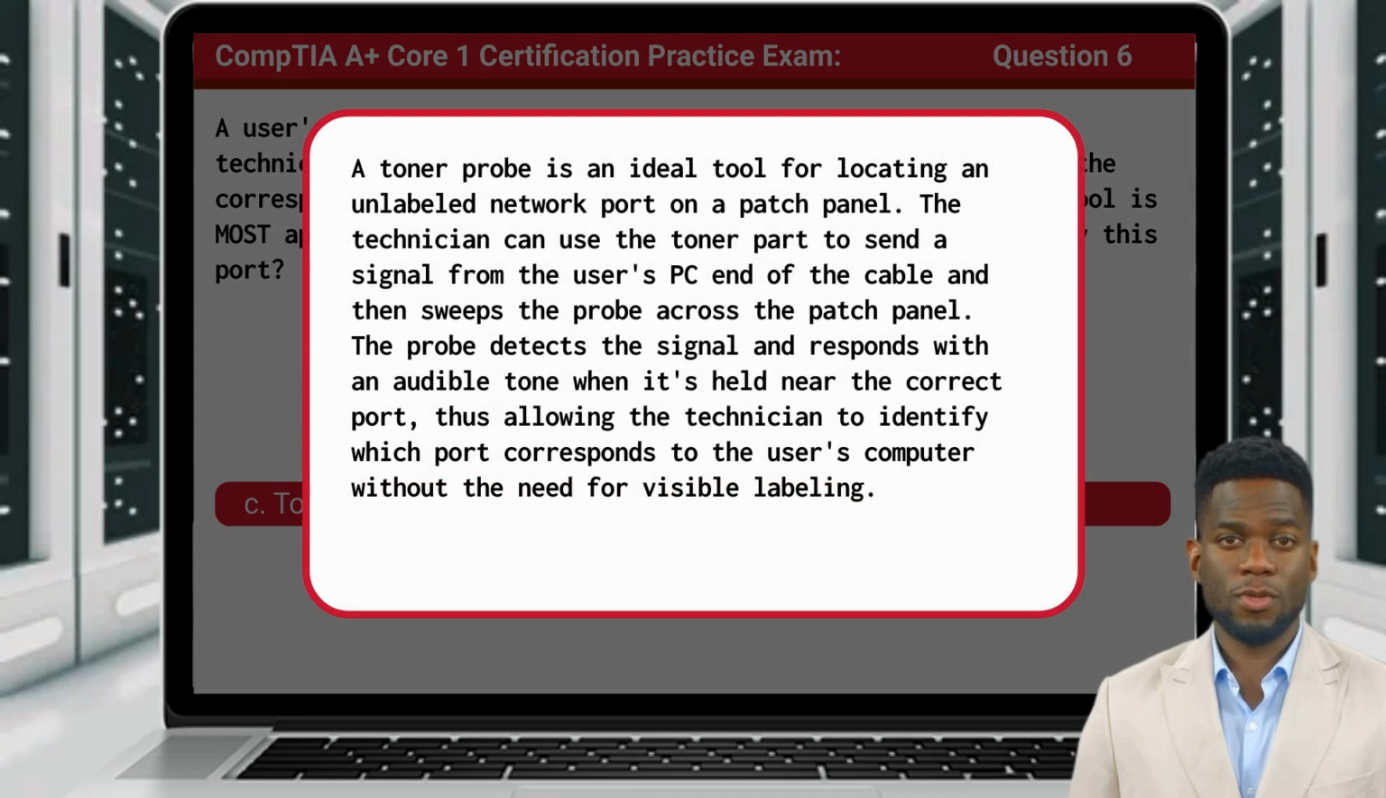A toner probe is an ideal tool for locating an unlabeled network port on a patch panel. The technician can use the toner generator to send a signal from the user's PC end of the cable and then sweep the probe across the patch panel. The probe detects the signal and responds with an audible tone when it's held near the correct port, thus allowing the technician to identify which port corresponds to the user's computer without the need for visible labeling.